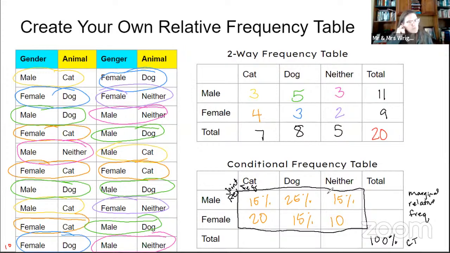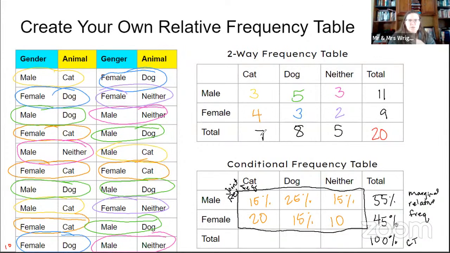Now, let's look at some marginal frequencies. I've got 11 here. 11 divided by 20 is 55%. If I add those up, 15 plus 25 plus 15, I got 55, so that's correct. 9 divided by 20 is 45%. Now this time what I'm going to add is my totals down. 55 plus 45 gives me 100%. So far everything's lining up like it should.